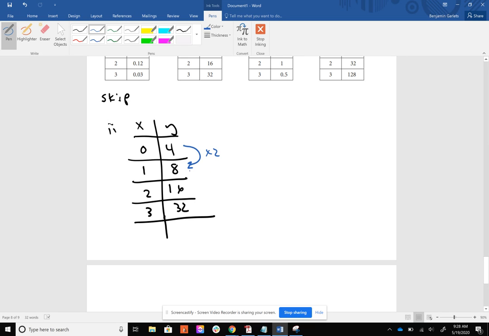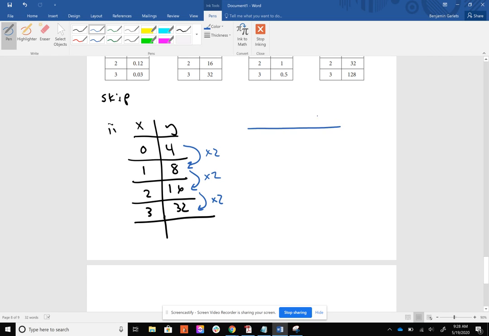Well, let's see, is that the same from 8 to 16? 8 times 2, yep, that's 16. And so we know what our constant multiplier is. So if this is the case, then I can rewrite this a few different ways.